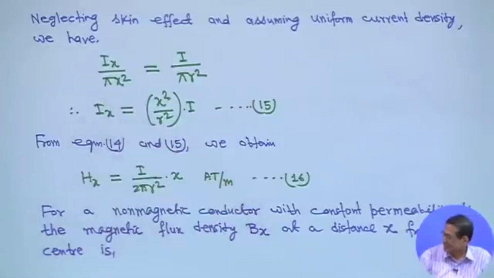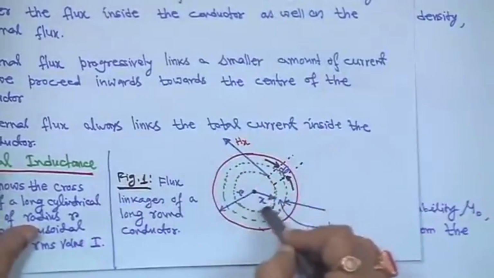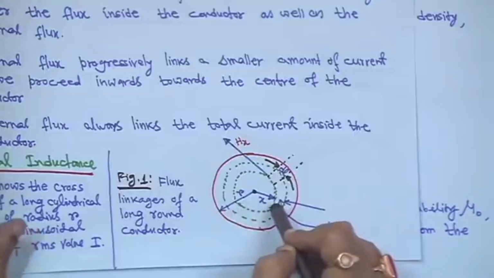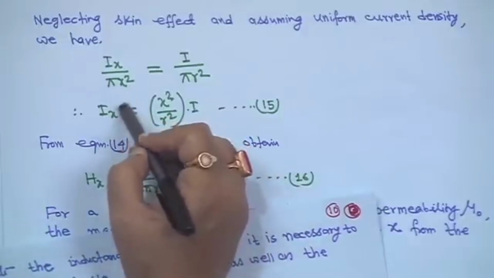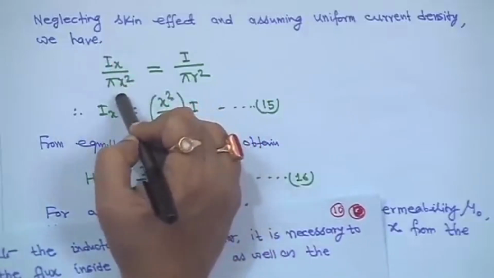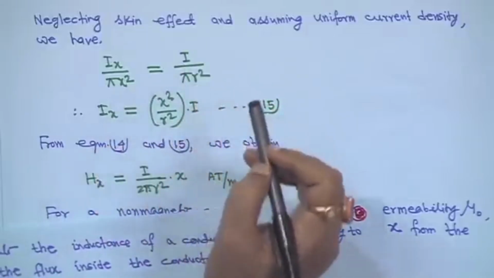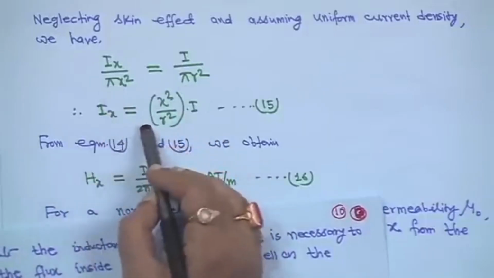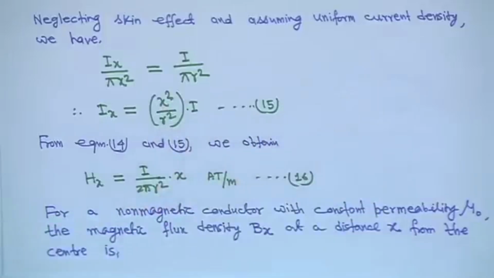So, at a distance x, the area of this circle is pi x square, and at a distance r, the area of the circle is pi r square. At a distance x, the current is I x. We assume that the current density is uniform, therefore I x upon pi x square is equal to I upon pi r square. Therefore, pi will be cancelled on both sides, and I x is equal to x square upon r square into I. This is equation 15.